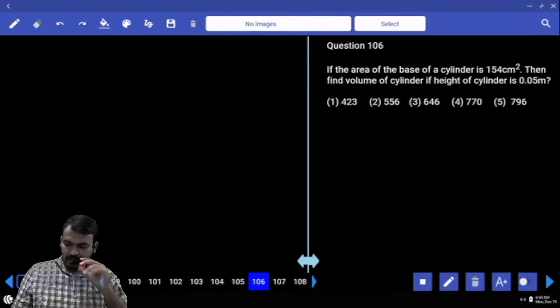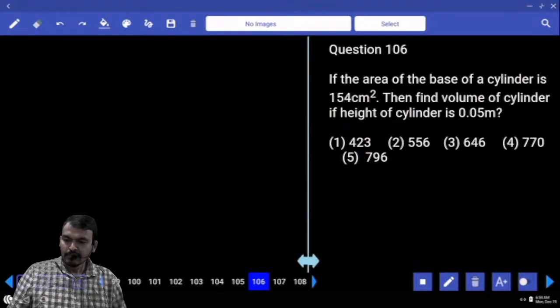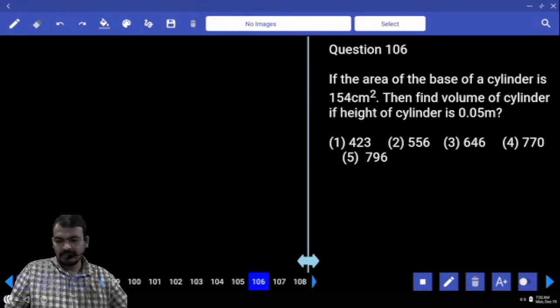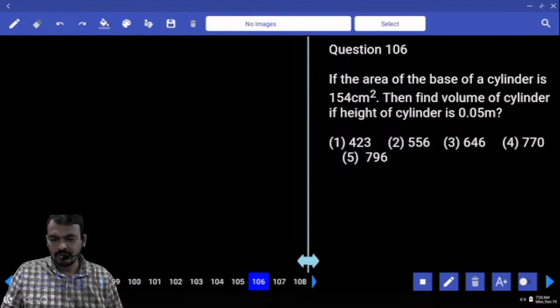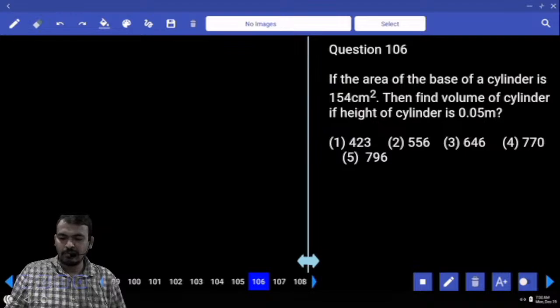Number 106. The area of the base of a cylinder is 154 centimeter square. Then find the volume of the cylinder if the height of the cylinder is 0.05 meters.